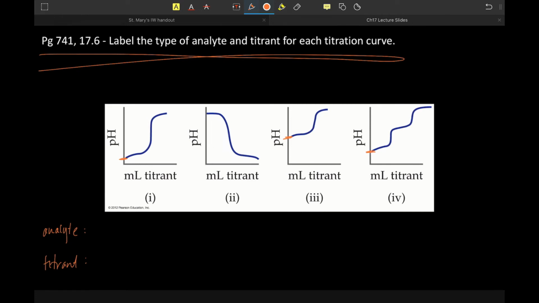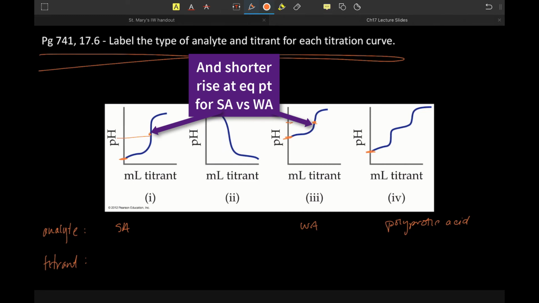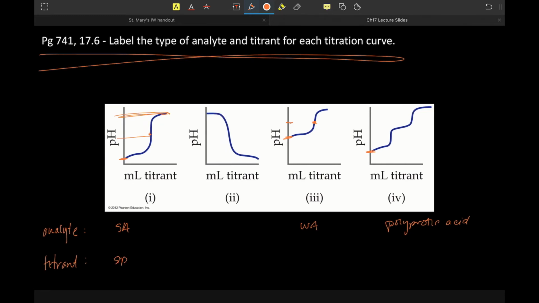So our analytes here, we would say that this one is the strong acid, this one is the weak acid, and this one is a polyprotic acid, because of their initial pHs and their respective equivalence points. This equivalence point is higher than this equivalence point. And the titrant in this case would be where it ends, so that would be a strong base.